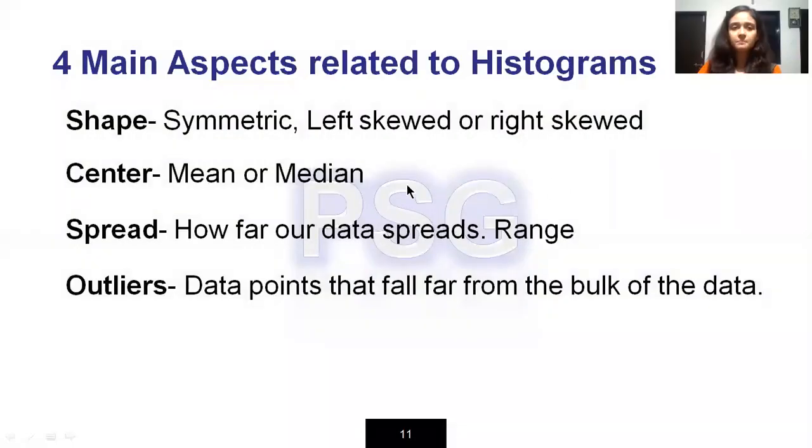Now next, see that there are 4 main aspects related to histograms: shape, center, spread and outliers. So we have to detect which shape the histogram has, which we have seen previously: left, right and the symmetric one. Then the center, which means the relation between mean and median. Then we have to calculate the spread. In that we will consider the range and the outliers. Outliers means the data points that fall far from the bulk of the data. What outliers are, we will see in the next slides.